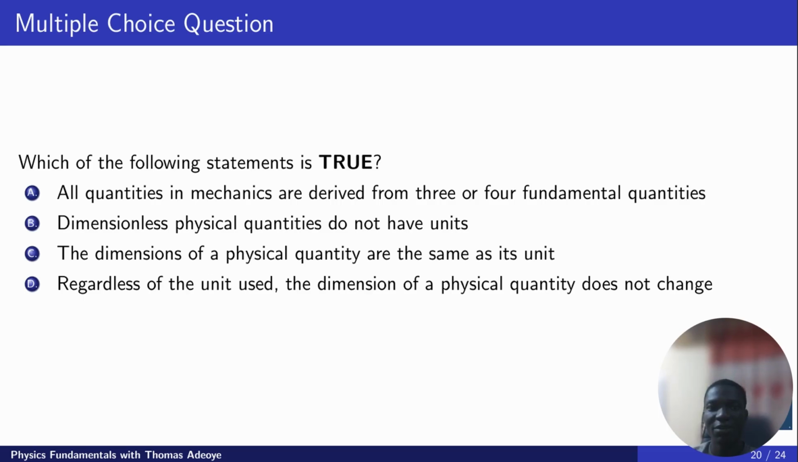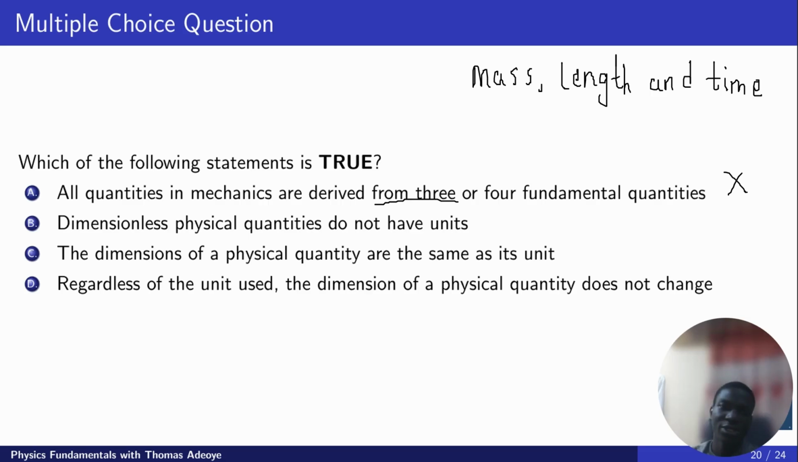So they are derived from 3 and not 4. And what are the 3 fundamental quantities there? We have mass, length, and time. So this is what is supposed to be true. Because of that, we flag the 4 there. So the next option there: dimensionless physical quantities do not have units.